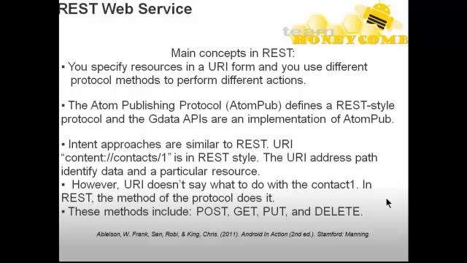And basically, to begin, you specify resources in a URI form, and you use different protocol methods to perform different actions. The Atom Publishing Protocol, or in other terms, Atom Pub, defines a REST-style protocol, and the GData APIs are an implementation of Atom Pub. As we discussed earlier, the entire intent approach of the Android platform is very similar to REST.